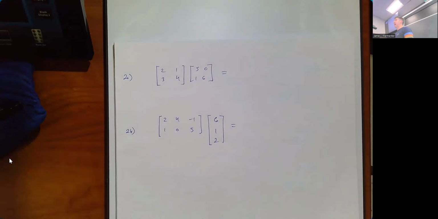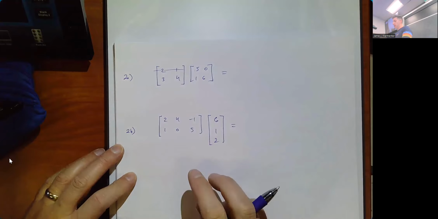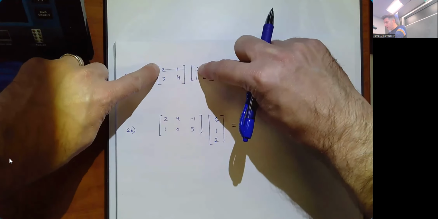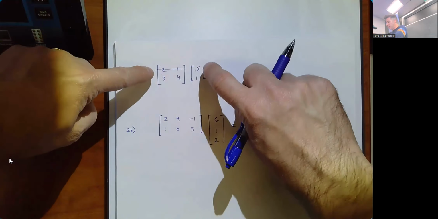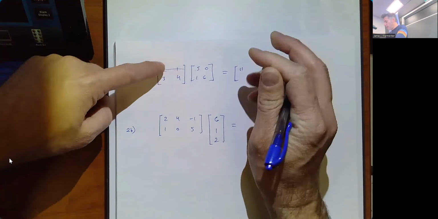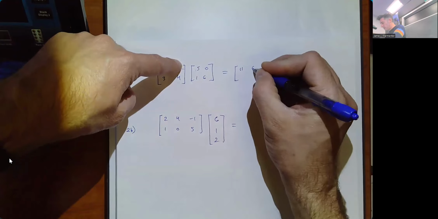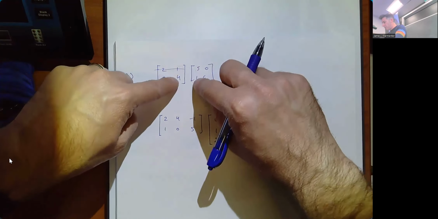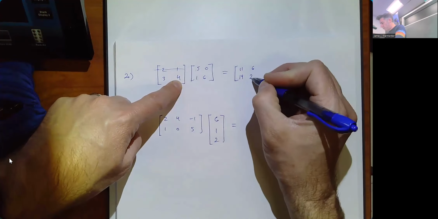All right, so here's how I would look at it if it were me trying to do it as fast as possible. First row with first column. So what I'm really doing is I'm thinking, I'm pointing at 2 times 5 plus 1 times 1. But I'm not saying 2 times 5 in my head. I'm saying 10 plus 1 is 11. And then 0 plus 6 is 6. And then 15 plus 4 is 19. And then 0 plus 24 is 24.